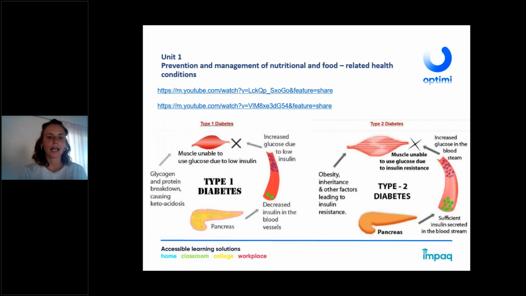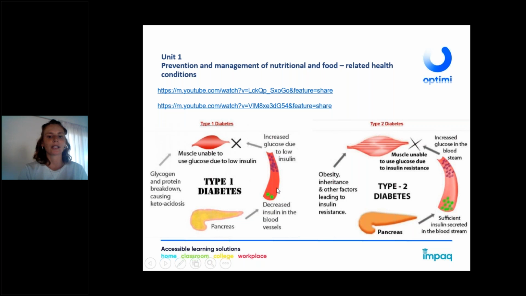Okay, so here's a nice picture to explain type 1 and type 2. You will see type 1, the green ones are the insulin. So there is not enough insulin in the blood, whereas with type 2 you have a lot of insulin. But both of them here at the top, those purple things are the glucose. You will see the glucose is not being broken down on both sides, and that then causes or leads to other factors.